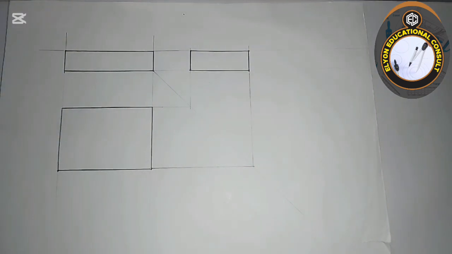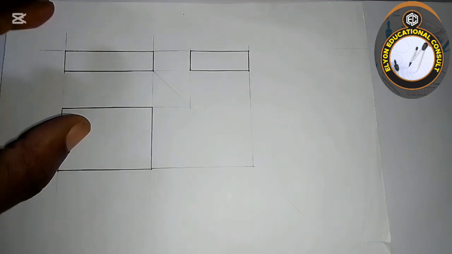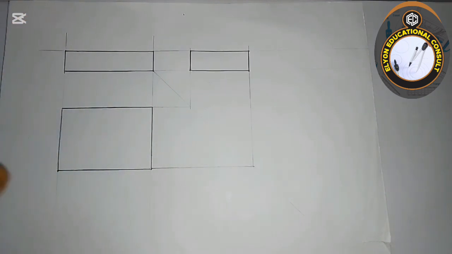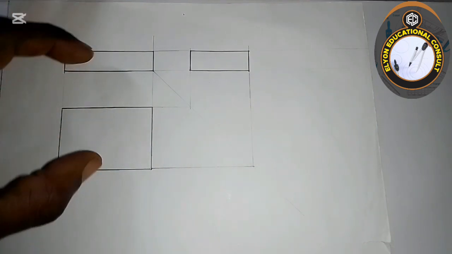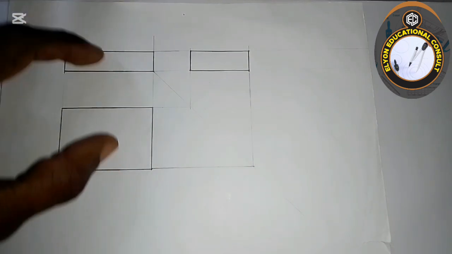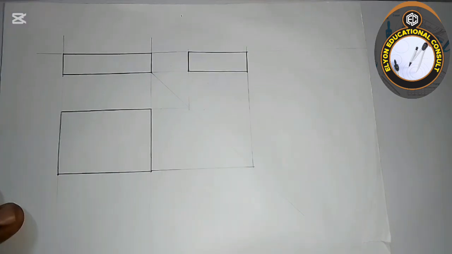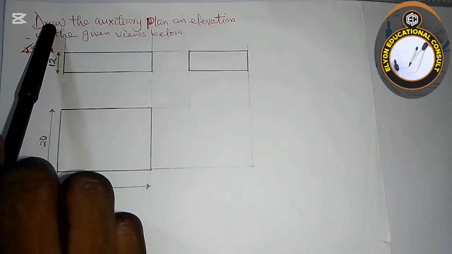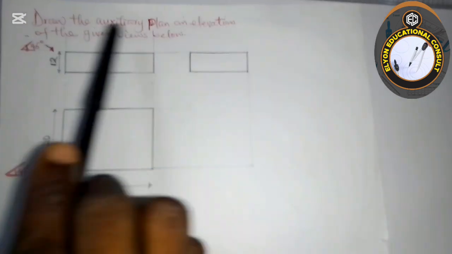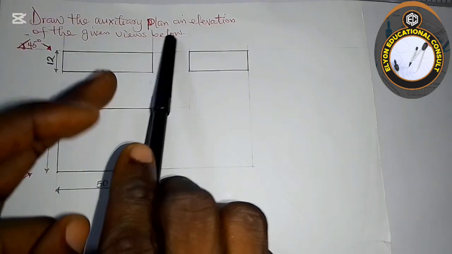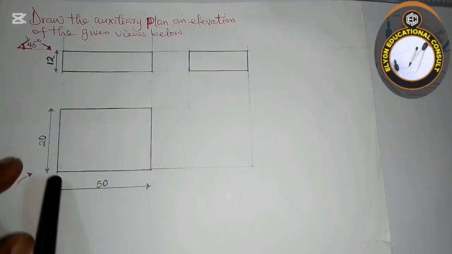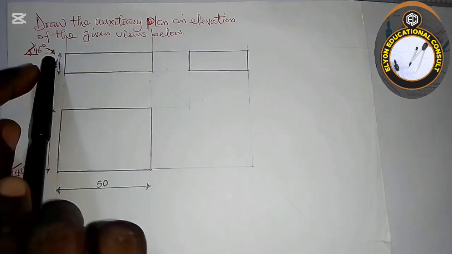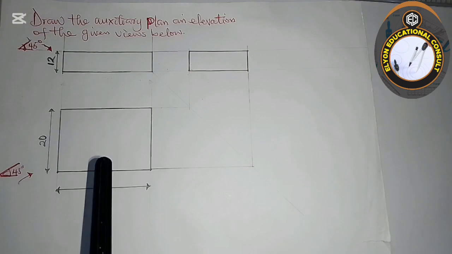So we can have a question that says, draw the auxiliary plan and elevation of the given views below. Let me write in that question now. This is the question. The question says we should draw the auxiliary plan and elevation of the given views below. This view now, I've been able to put dimension in this, but don't forget auxiliary views. Please take note of this.